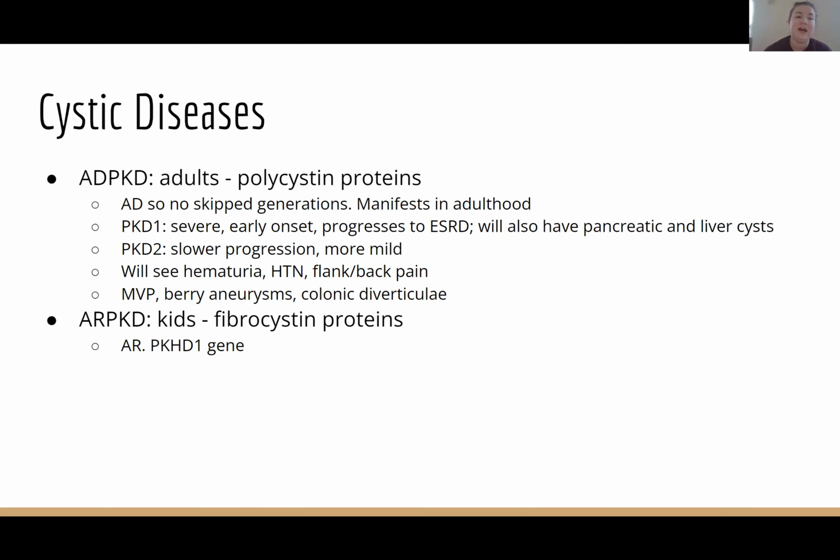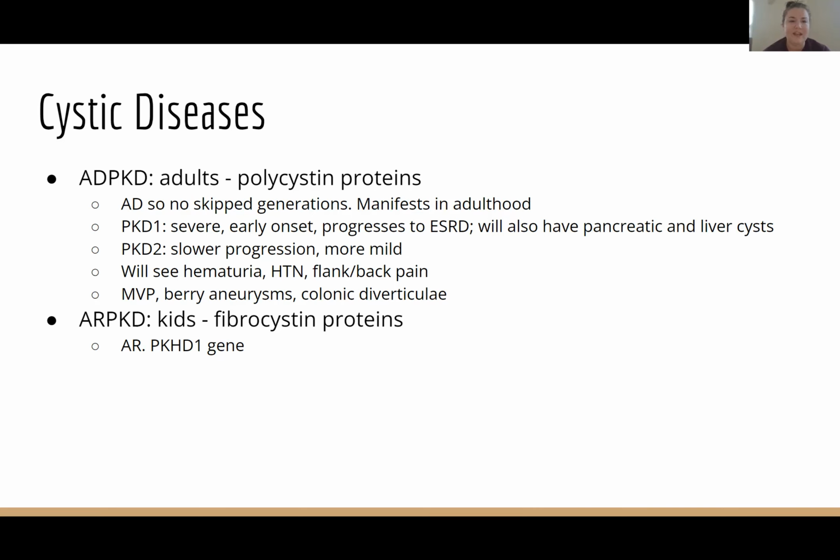There are two types. If it's with the PKD1 gene, it's going to be more severe, it's going to present earlier, and it's going to progress to end-stage renal disease. With PKD1 you can also have pancreatic and liver cysts. And then the PKD2 gene is a slower progression, it's more mild, and it's going to present later in life. So what are you going to see? This person is going to come in with hematuria, will have hypertension, flank and back pain.